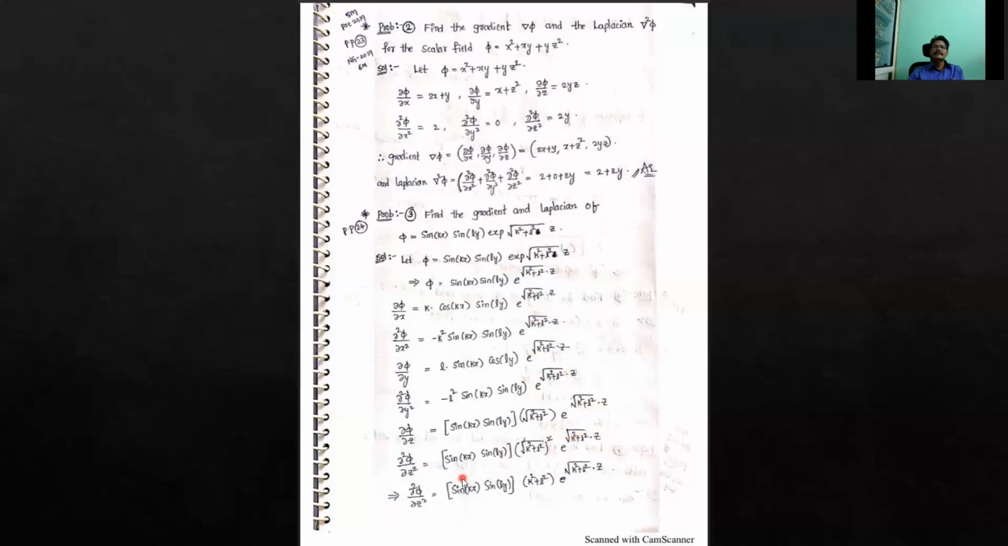And again, differentiate with respect to z. Again we get another root of k square plus l square, so it is like e power az and another a. Already one root of k square plus l square is there, so we get root of k square plus l square whole square. So finally we get sin kx sin Ly into k square plus l square.